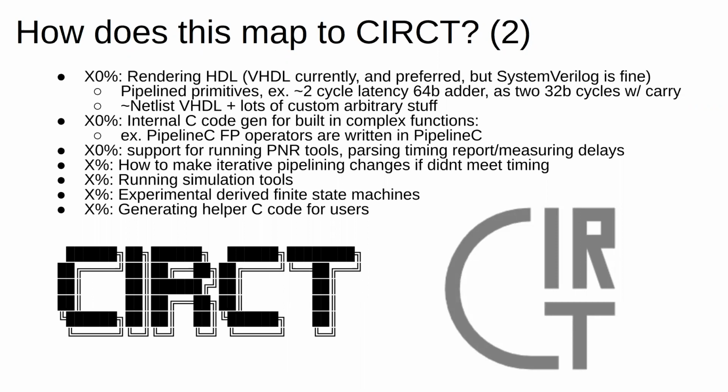Another chunk is the actual running of the place and route tools, and synthesis is in there too, to get the delay measurement. So when I talk about how I know a floating point adder is longer than a floating point multiplier, well, how do I know that?